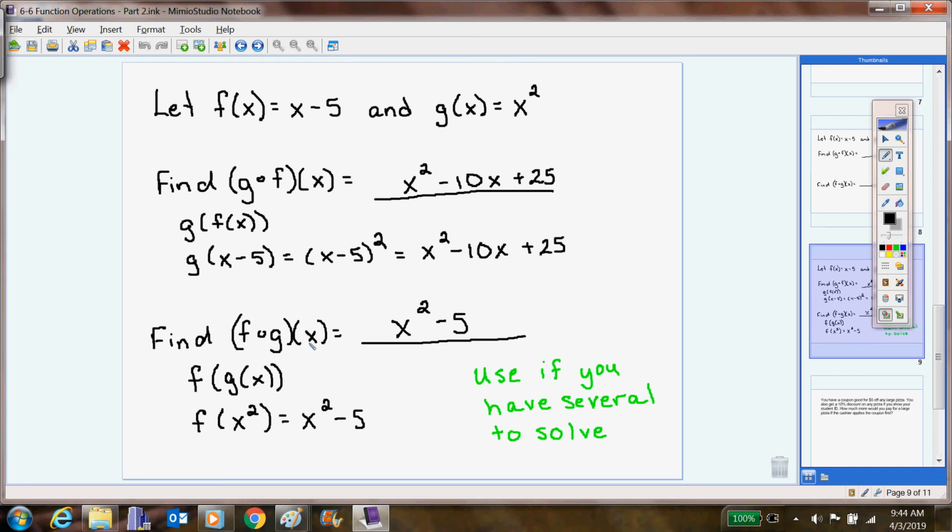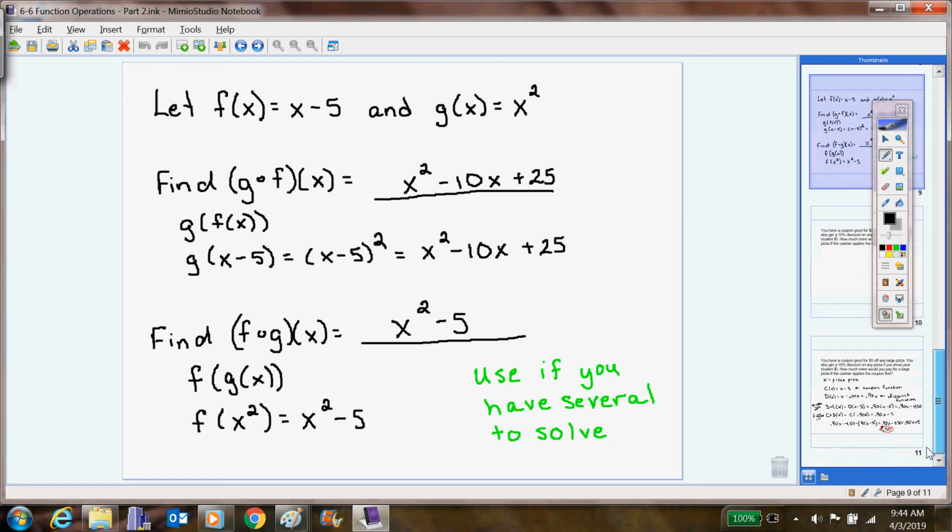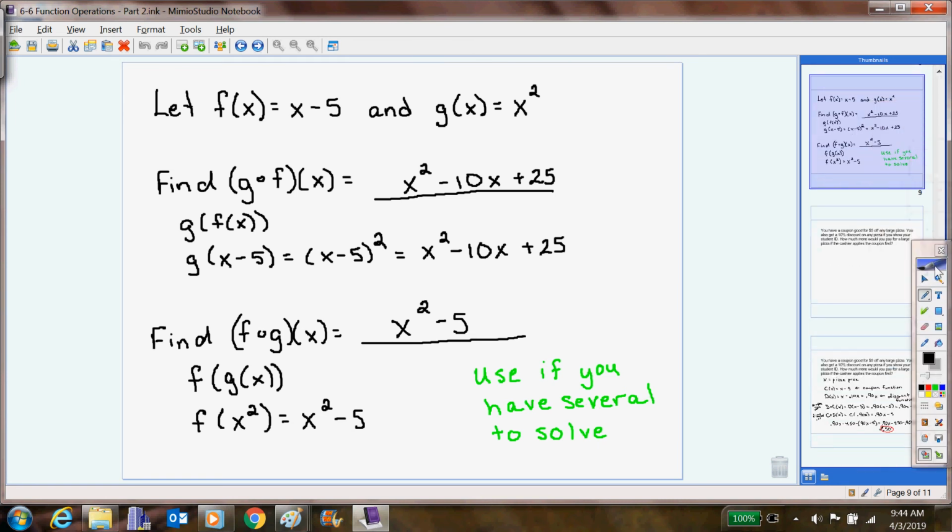It's a putting together of the two functions. And the order of whether it says g of f or f of g will tell you which to do first when you're plugging in. All right, and as I said, a good use of this is if you have several to solve. Another good use of it is that when you solve a composite function, you can find out information even if you don't know x.